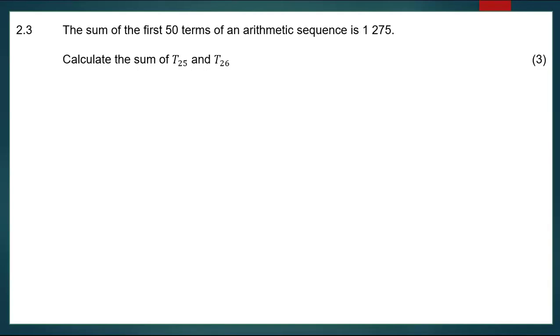In 2.3, it says the sum of the first 50 terms of an arithmetic sequence. So we are dealing with an arithmetic series. The formula for finding the sum of an arithmetic sequence is Sn equals n divided by 2, open brackets, 2a plus n minus 1 multiplied by d, and then you close your brackets.